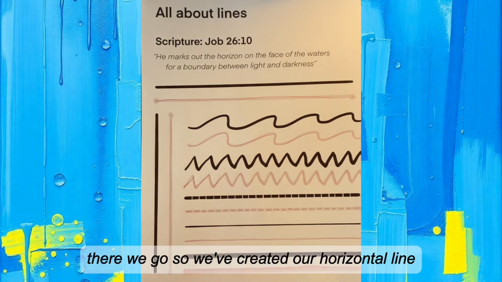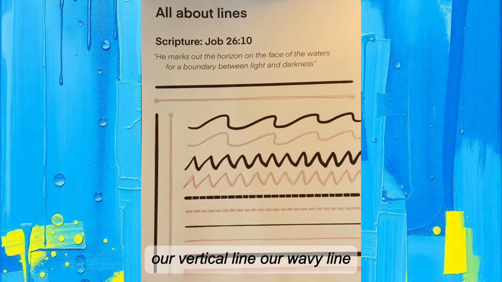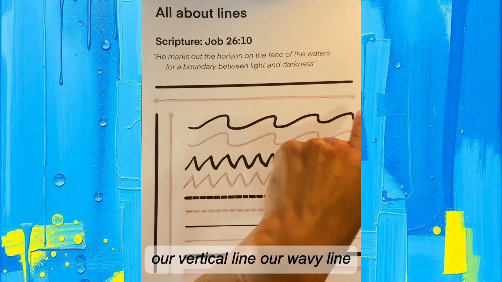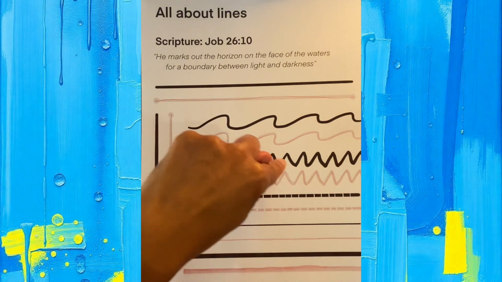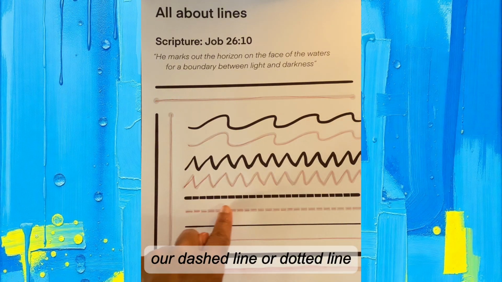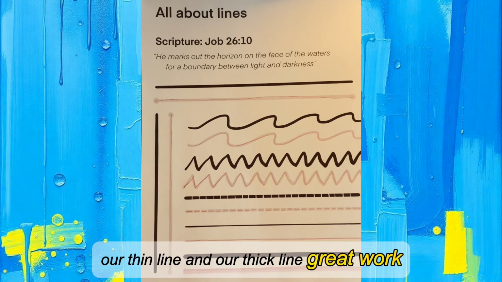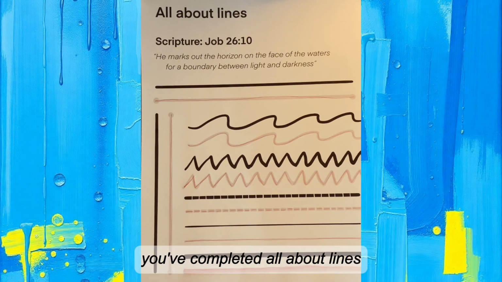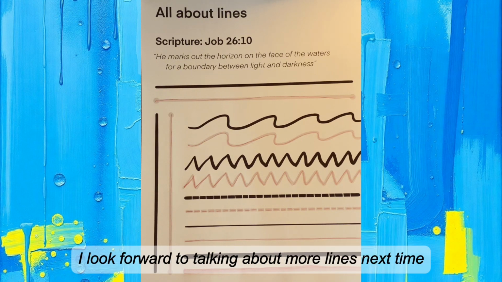There we go. So we've created our horizontal line, our vertical line, our wavy line, our zigzag line, our dashed line or dotted line, our thin line, and our thick line. Great work! You've completed all about lines. I look forward to talking about more lines next time.